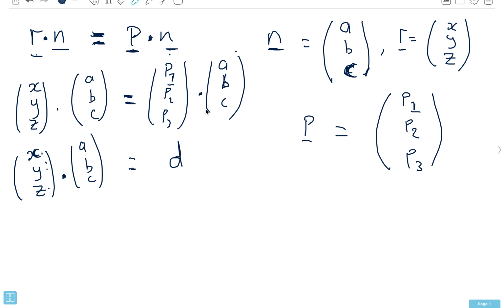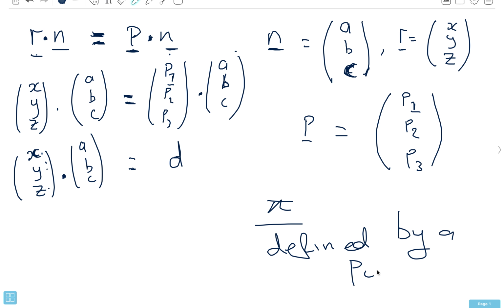Okay, so one question you could ask me is, why did we do the dot product here? If you remember, the plane pi is defined by a point and the normal vector n. So if we have a plane, that means we have a point p1, p2, p3, and we have the normal vector a, b, c, yeah? So then if I do the dot product of those, I get some number d. That's what I'm telling you.